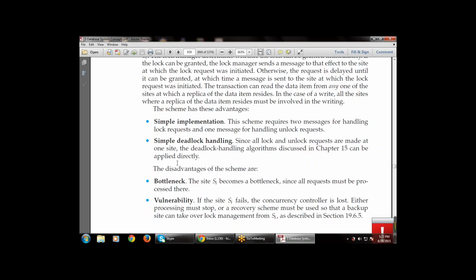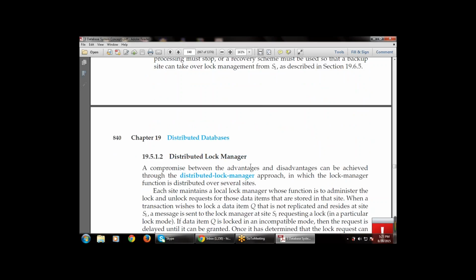Then the disadvantages. First is the bottleneck: the site Si becomes a bottleneck since all the requests must be processed there. Then vulnerability: if the site Si fails, then the concurrency control is lost. So the advantages are simple implementation and simple deadlock handling; the disadvantages are the bottleneck and vulnerability.